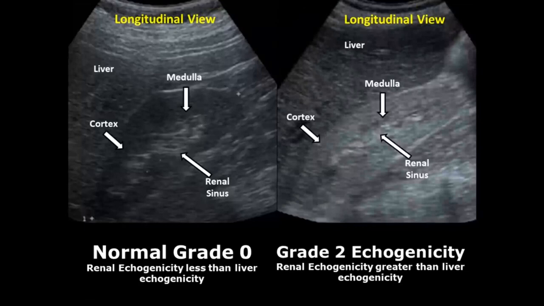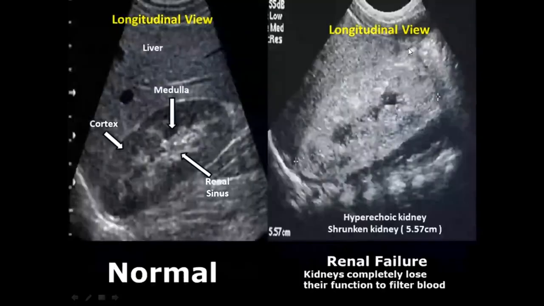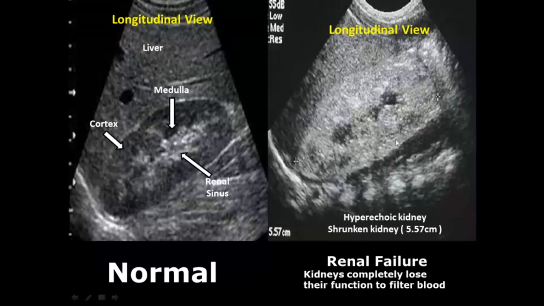In grade 2 echogenicity, the renal echogenicity is more than the liver. In renal failure, the kidney is very hyperechoic and it is also reduced in size. This one we can see is almost 6 centimeters only, whereas the normal size range is above 9 centimeters.